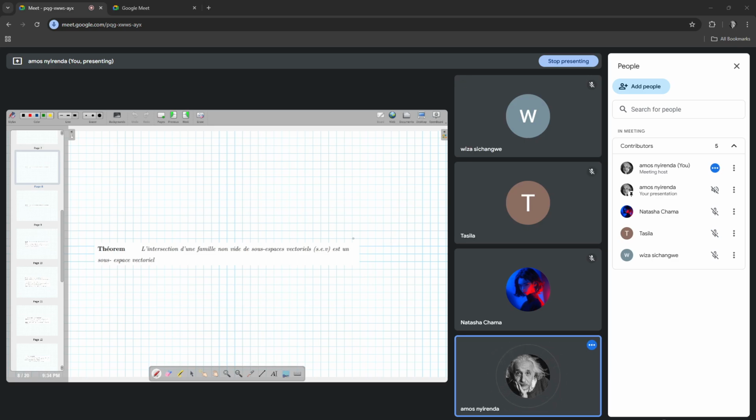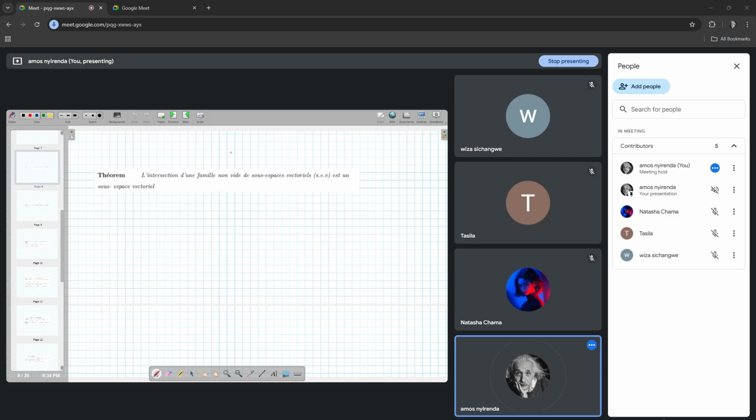Très bien. So let's look at the theorem. The theorem is saying: l'intersection d'une famille non vide de sous-espaces vectoriels est un sous-espace vectoriel. L'intersection d'une famille non vide de sous-espaces vectoriels, SEV, est un sous-espace vectoriel.